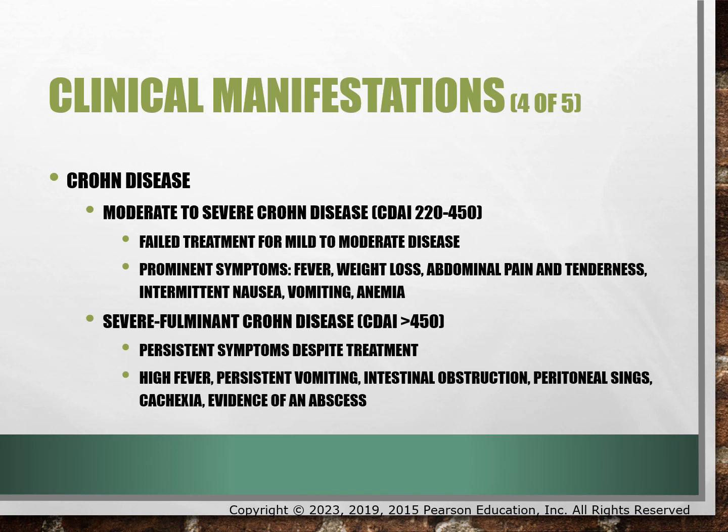Severe fulminant Crohn's disease, CDAI greater than 450 score. Patients with persistent symptoms despite glucocorticoids or biologic agents as outpatients, or individuals presenting with high fever, persistent vomiting, intestinal obstruction, peritoneal signs, cachexia, or evidence of an abscess. Certain complications of Crohn's disease, intestinal obstruction, abscess, fistula, are so common that they are considered part of the disease process. For many patients, the disease initially presents with one of these complications.